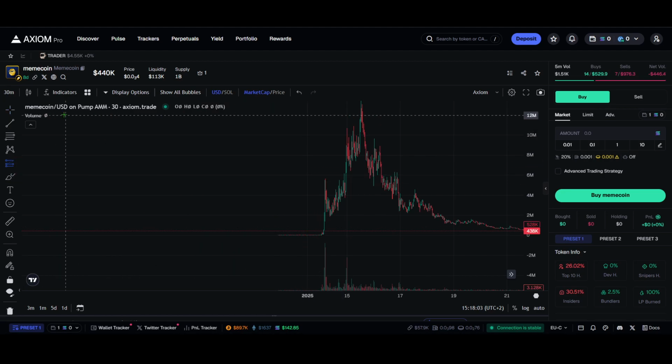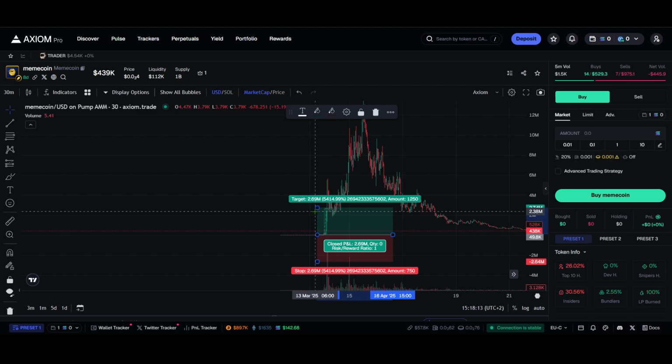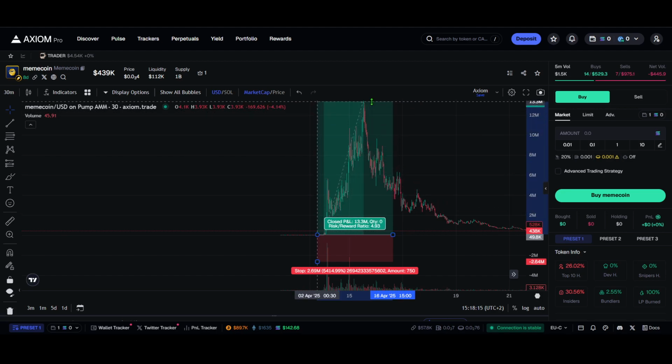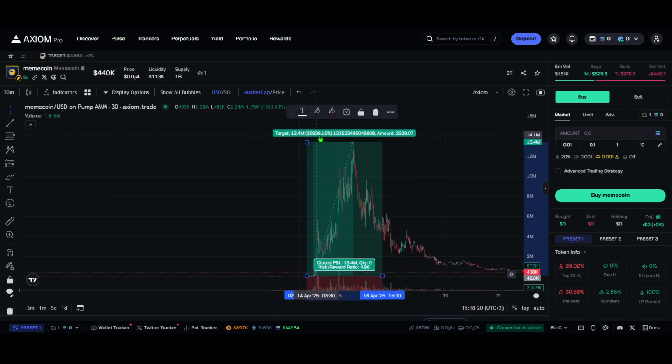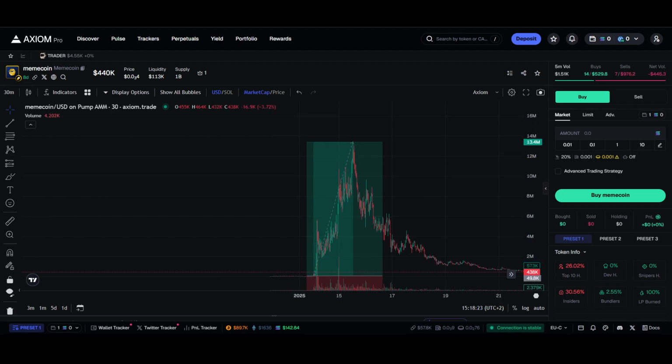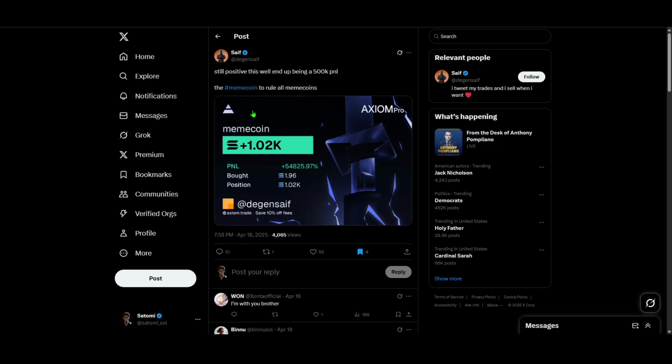A great example of what you can do with this is find insider wallets who buy very early. For example here, Memecoin was a token that was sitting steadily at 10 or 20K. A lot of people bought in here and then sold all the way at the top, realizing a profit of more than 26,000%. A great example of this is this KOL. He bought for 1.96 Sol and sold for 1,020 Sol. So that's an increase of 54,000%, making just shy of $130,000.